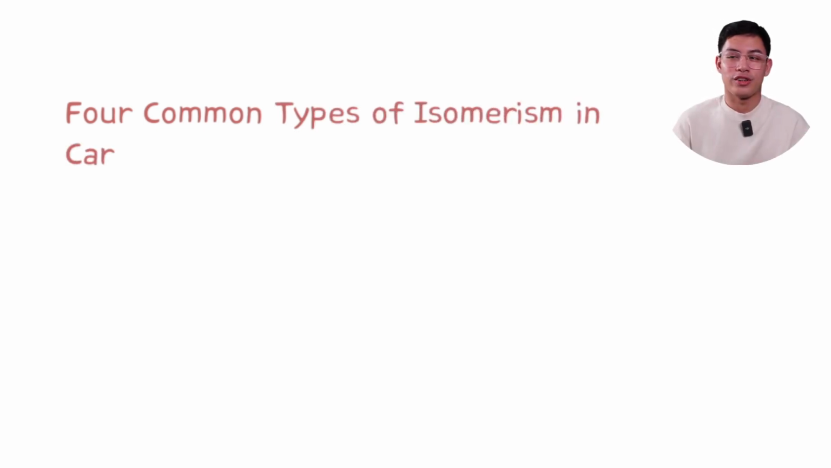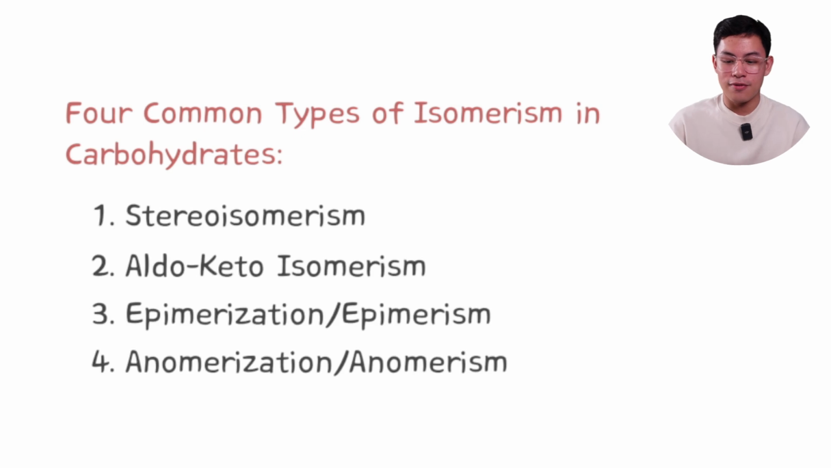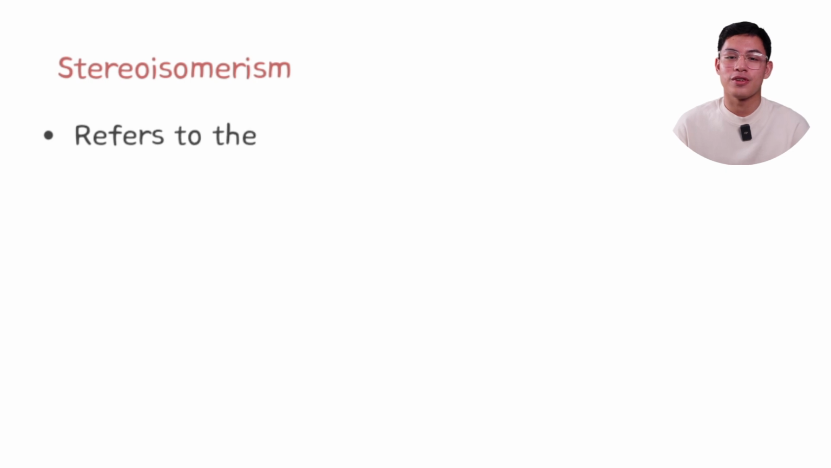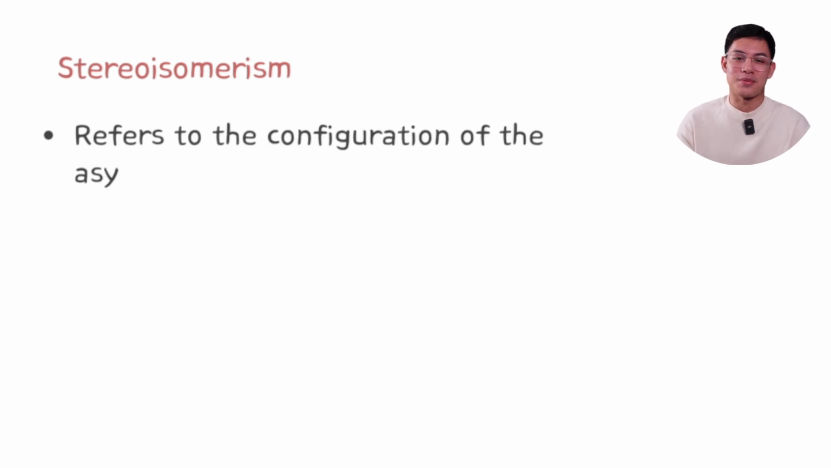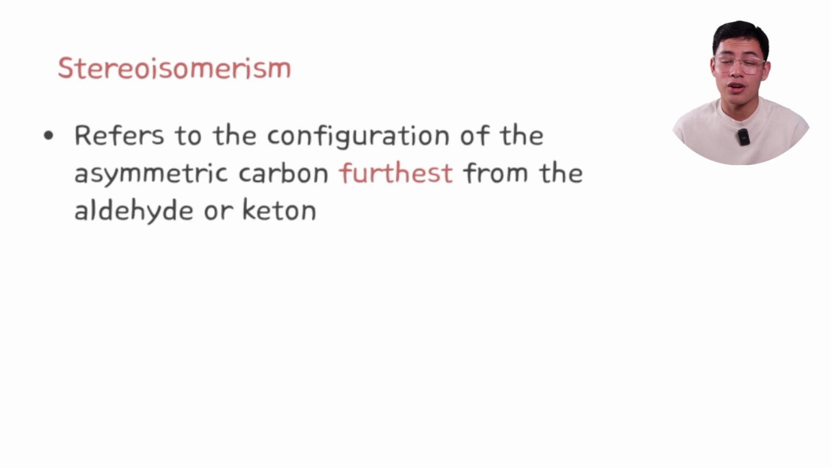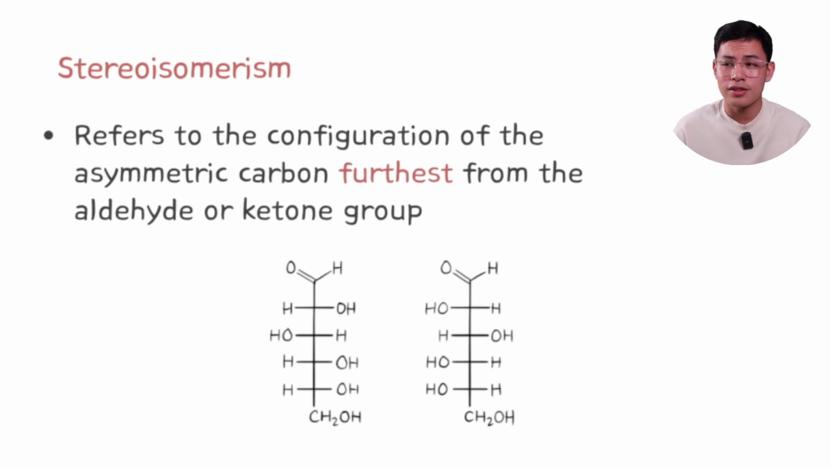Now we move forward to the 4 common types of isomerism in carbohydrates, starting first with stereoisomerism. When we talk about stereoisomers, we refer to the configuration of the asymmetric carbon furthest from the aldehyde or ketone group. In other words, we look at the carbon that is furthest away from the functional group of the carbohydrate.